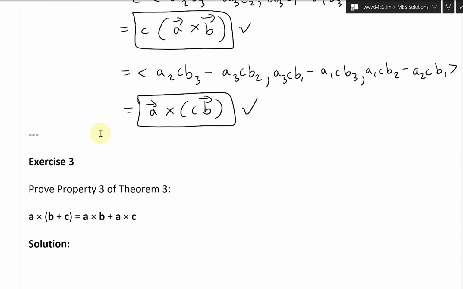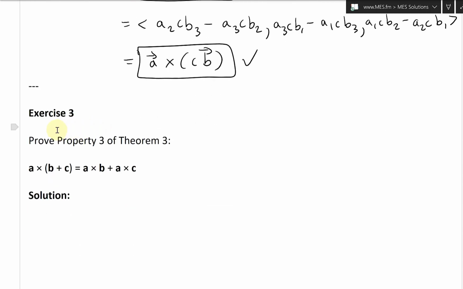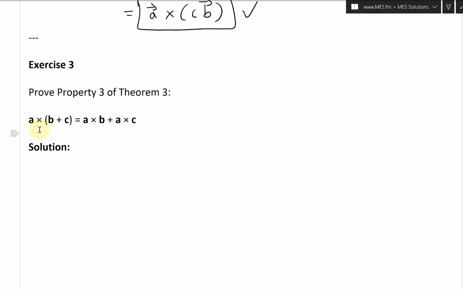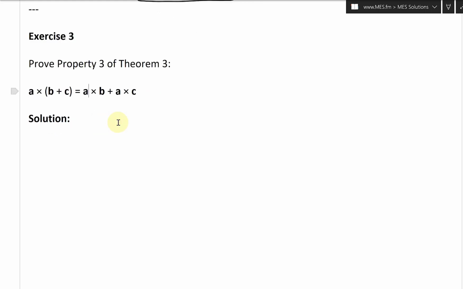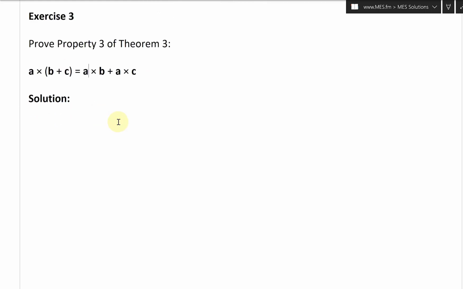Alright, so now this brings us to exercise 3, and this one states: prove property 3 of theorem 3. That's this one right here, A cross (B plus C), and then show that it equals, well, just expand this out, A cross B plus A cross C. So let's take a look at this, and let's write this out in our typical determinant format. So A cross, then B vector plus C vector, like that.